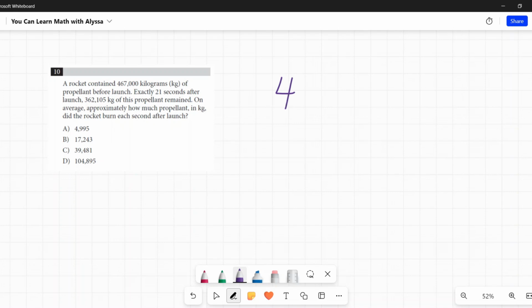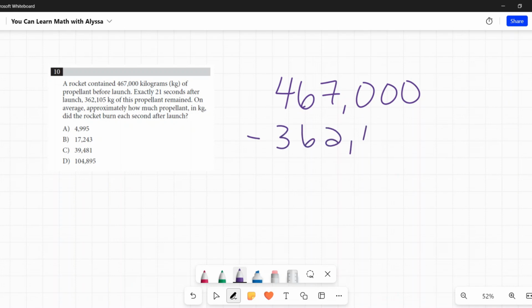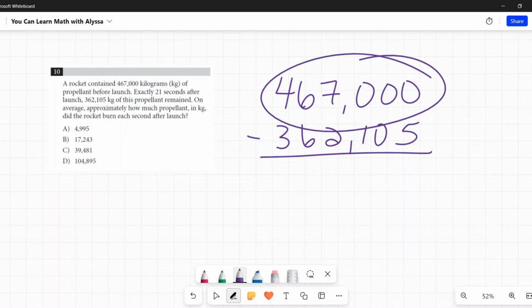Obviously, you can do this in your calculator. In fact, I'd recommend it. But I just want you to see what I'm doing, and also because I'm kind of a glutton for punishment, I am going to show this longhand. So it started with 467,000. This is how much remained, 362,000. If that is what remained, to find out how much was used, we need to subtract. It'll tell us how much was used between when it started and 21 seconds later. So that's our first step. We're going to subtract this.